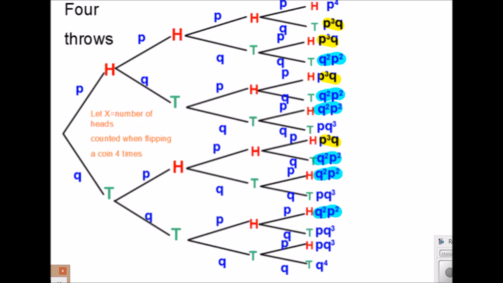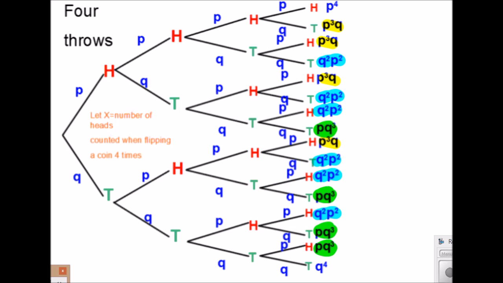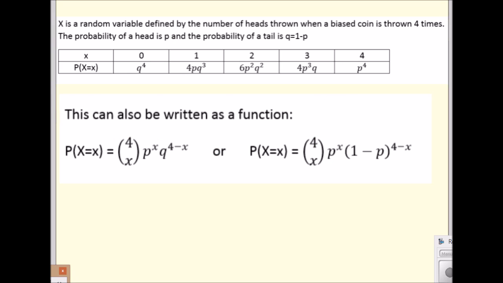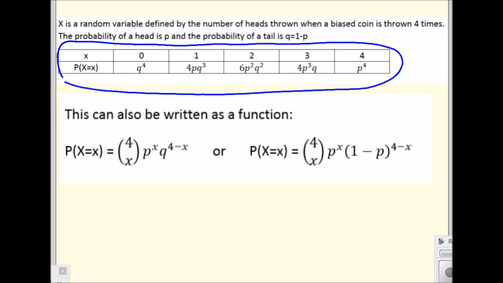Here we have tails, head, tails, head. That's a total of 2 heads with probability Q squared, P squared, and there's 6 ways that can happen. So we carry on through the tree. And then a convenient way to write that is in the form of a table. A table is a nice way to show a probability distribution.